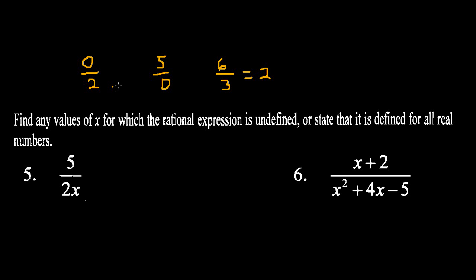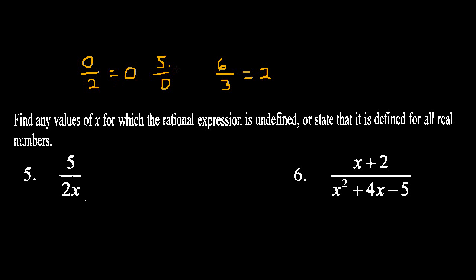Now let's apply that to these, and I think we'll be able to determine which one's defined and which one's undefined. What number can I multiply 2 by to get 0? Well, I can think of a number that I can multiply 2 by to get 0, and that's 0, because 0 times 2 is 0. So that is defined. 0 divided by 2 is 0.